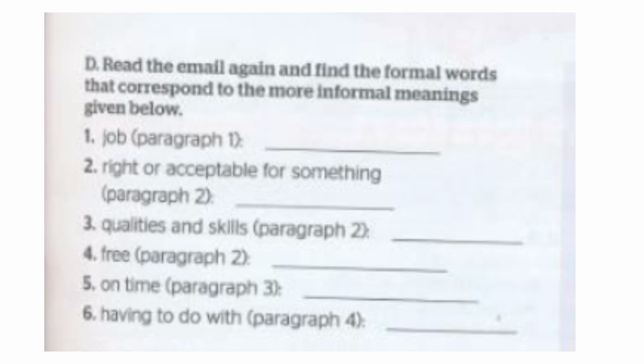The word is job. But in paragraph 1, if you read again the email of application, Erin Peters didn't use the word job. But instead, she used the word position. I would like to apply for the position of shop assistant. Number 2, right or acceptable for something. I am right for this job. So you don't say I am right for this job. Instead, you must say I am suitable for this job.